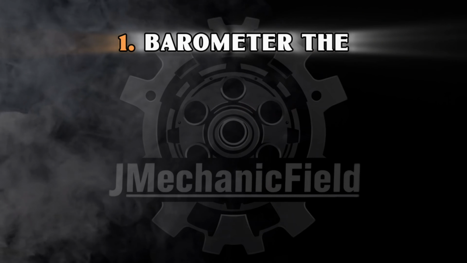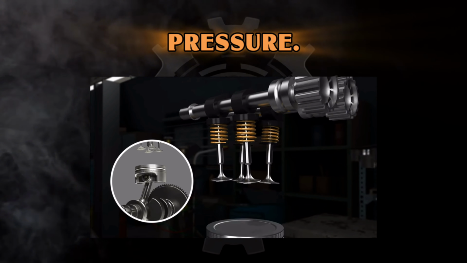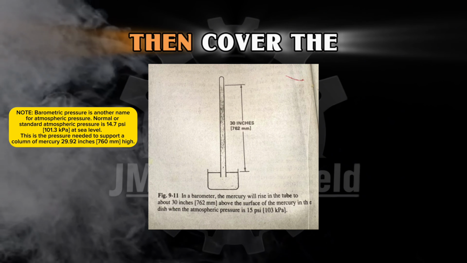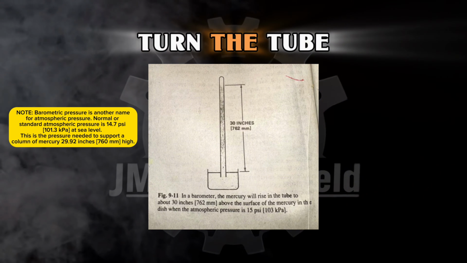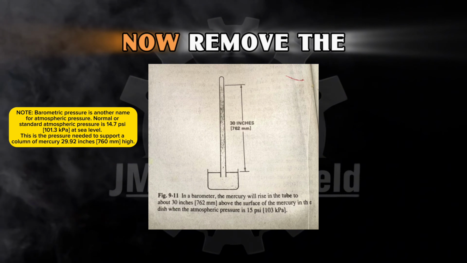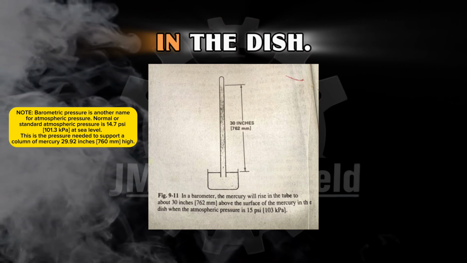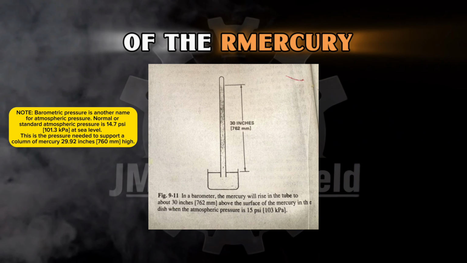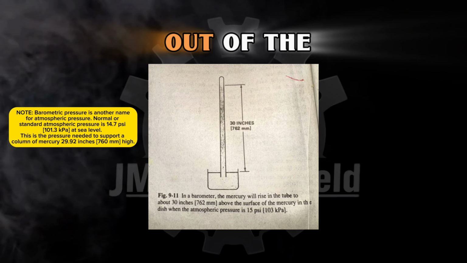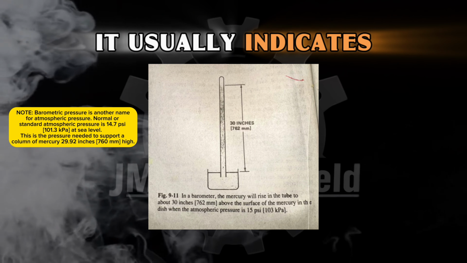They read vacuum. 1. Barometer. The barometer uses vacuum to measure atmospheric pressure. You can make a barometer by filling a long tube with mercury, figure 9-11, then cover the end to seal it closed. Turn the tube upside down and put the end into a dish of mercury. Now remove the seal to open the end. Any increase in atmospheric pressure acts on the mercury in the dish. This forces some of the mercury up the tube. Any decrease in atmospheric pressure allows some of the mercury to flow out of the tube. If this happens, the barometer is falling. It usually indicates stormy weather.